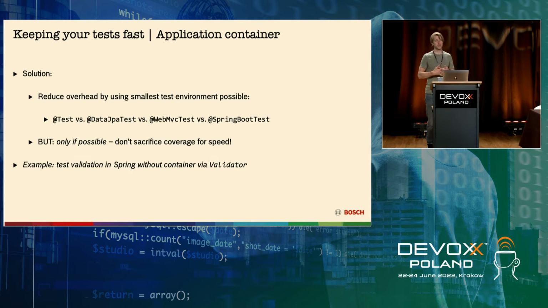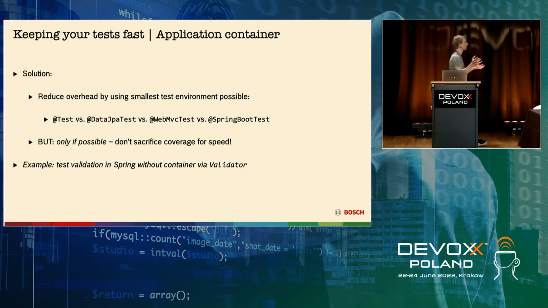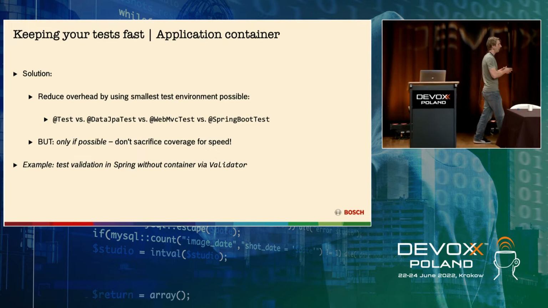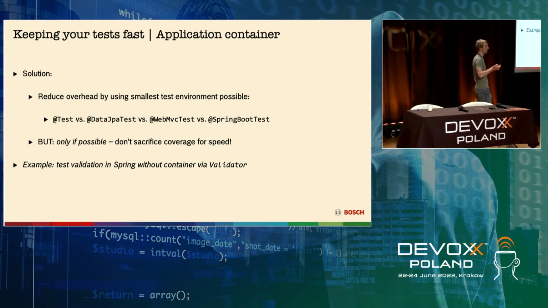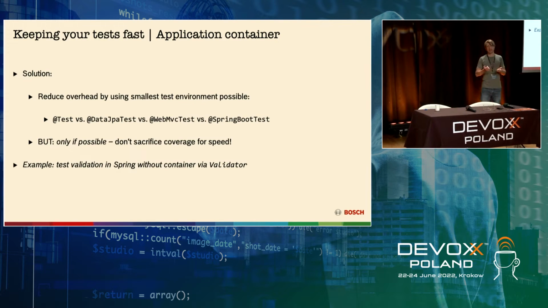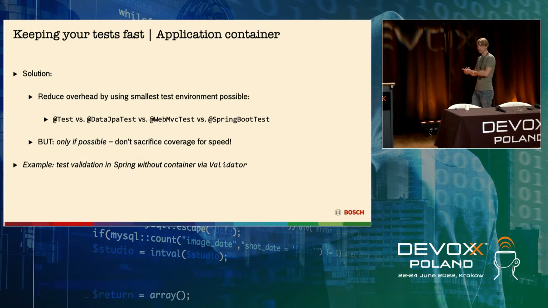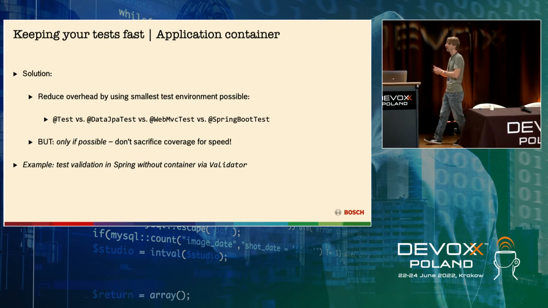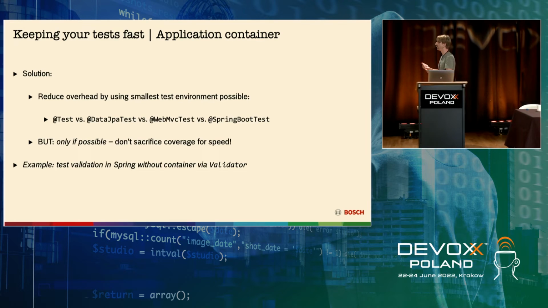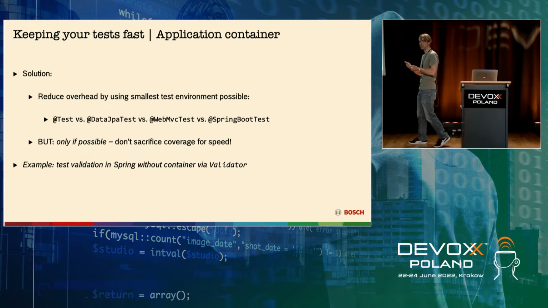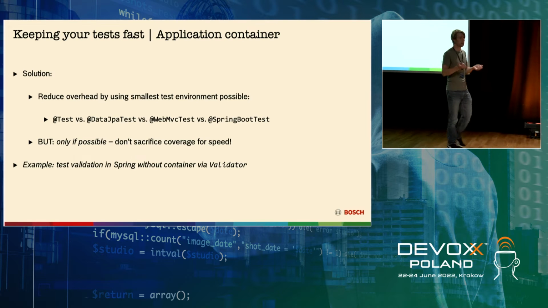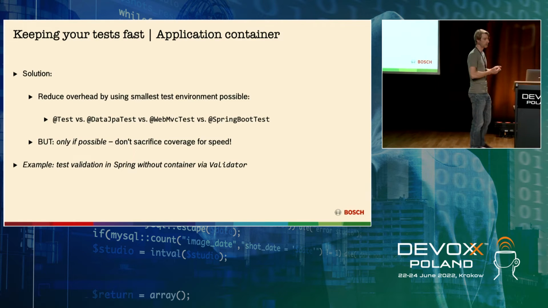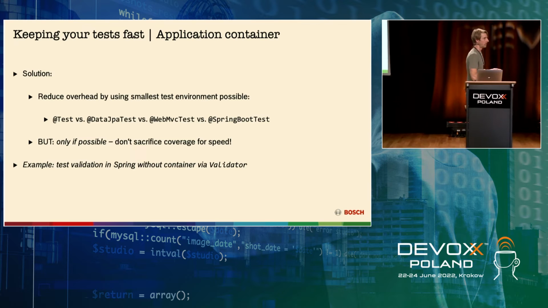So the solution to keep that down a little bit is to ask yourself, when you write a test with the application container, does it really need to be the Spring Boot test application, or can I maybe use the web MVC test or data JPA test annotation? Is that enough? Or do you really need the whole thing? Or it might even be possible to use the plain JUnit test.